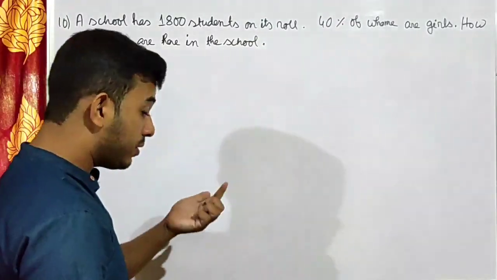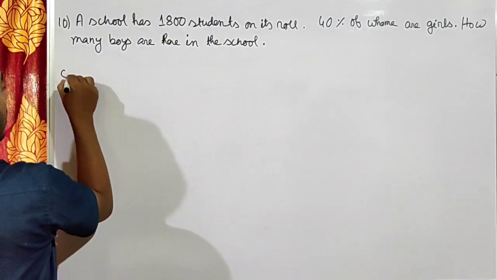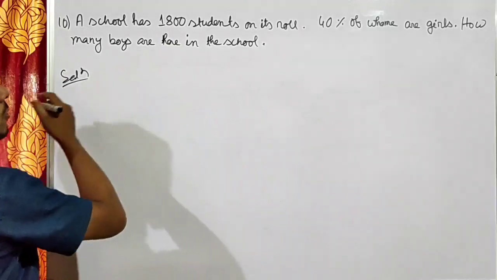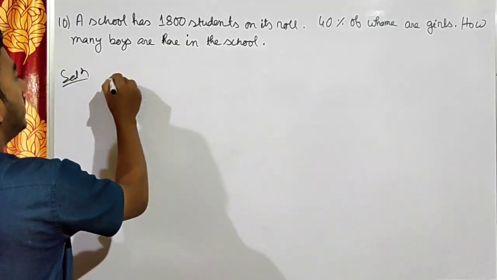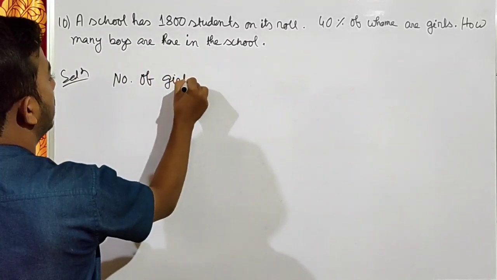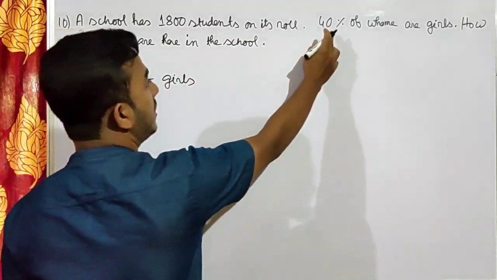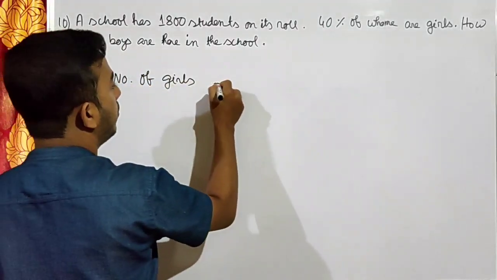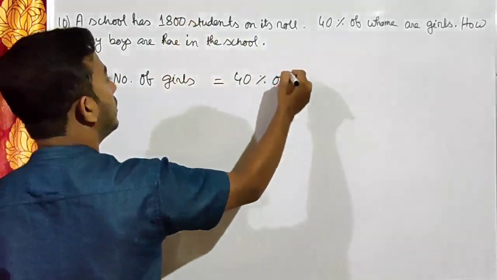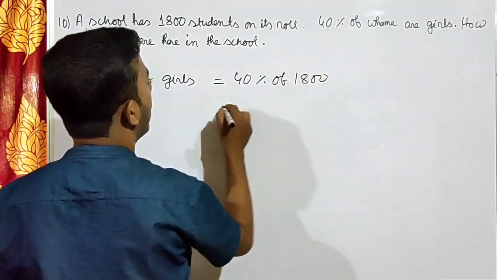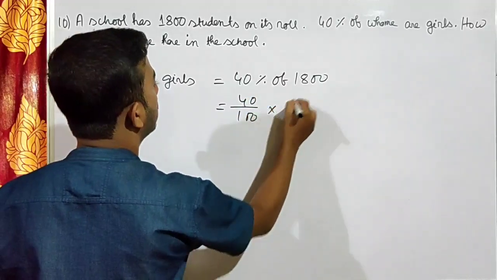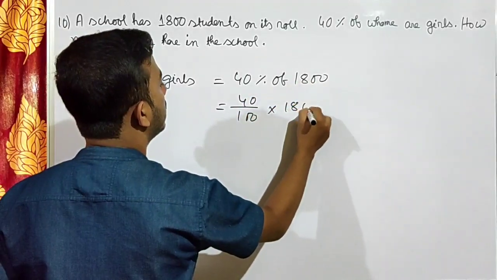So, how to proceed? Let's look at the board. If you know the process, you can easily find out. So we write solution, isn't it? So number of girls is... This is number of girls and this is percentage of girls. Okay, so number of girls will be what? 40% of 1,800. 40% means what? 40 divided by 100. Of means into 1,800, isn't it?